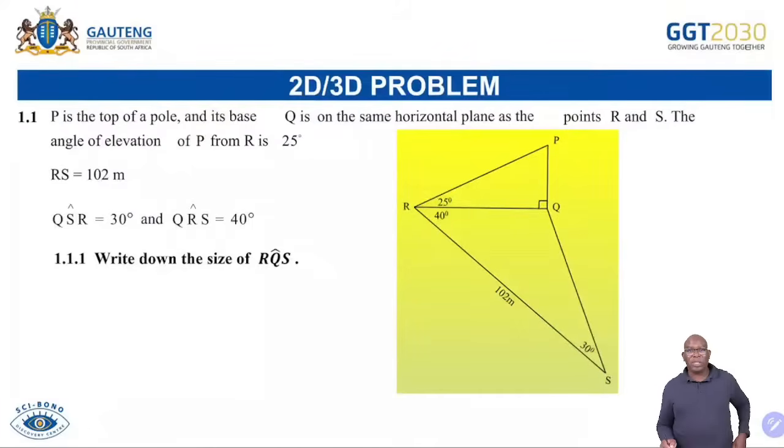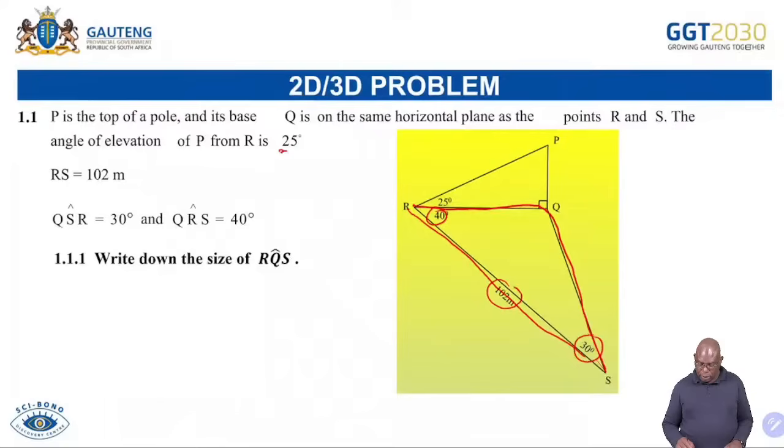Now this is a question that gives us a lot of problems also, but it is very easy. It says P is the top of a pole and its base Q on the same set of axes as these points R and S. The angle of elevation, that's P, is 25. RS is given as 102. This is given as 30. This is given as 40. This is a triangle. Now we need, this is a right angle triangle. I love right angle triangles because I can use the sine and the cos and that.